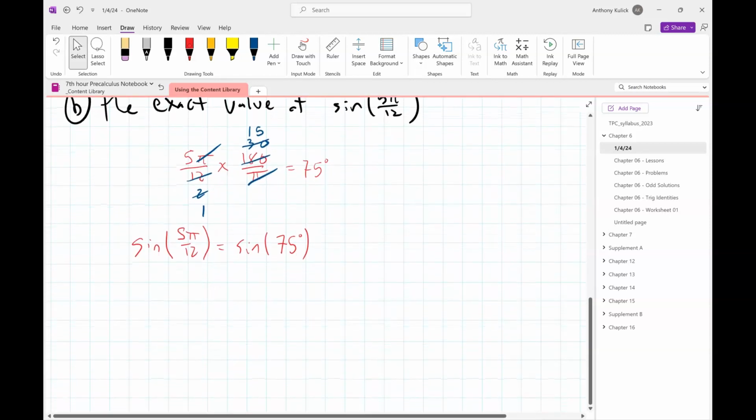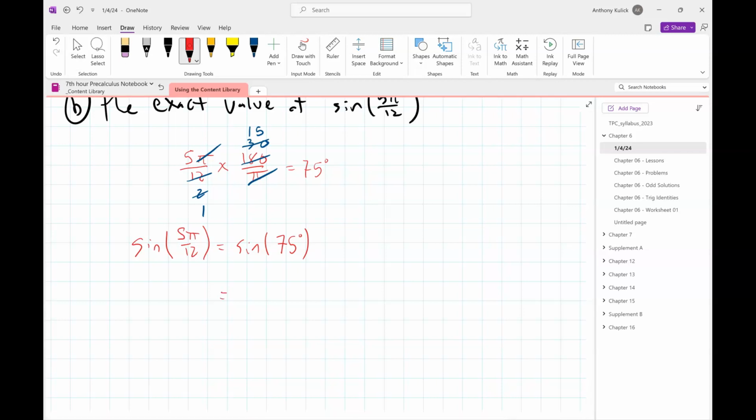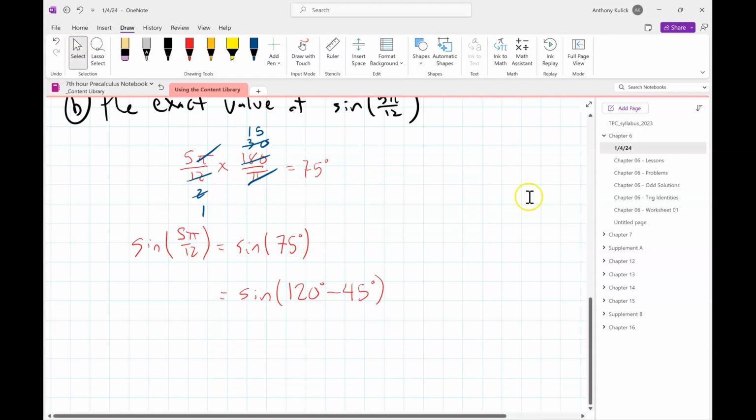So again, I can think about this as an addition problem or a subtraction problem. Just for the sake of argument, I'm going to think about it as 120 minus 45, just to show you that whether you do an addition or subtraction doesn't really matter. Everybody's okay with what we've done? So we converted that radian measure to degrees, and then we turned that degree into the sum or difference of unit circle angles. And now I'm going to go to my identity sheet.